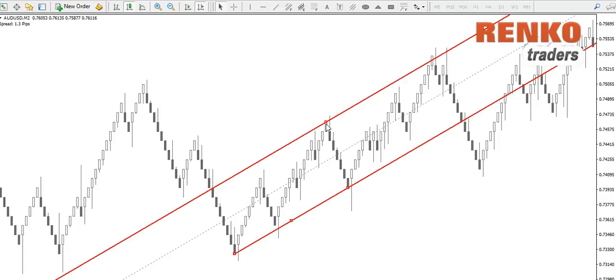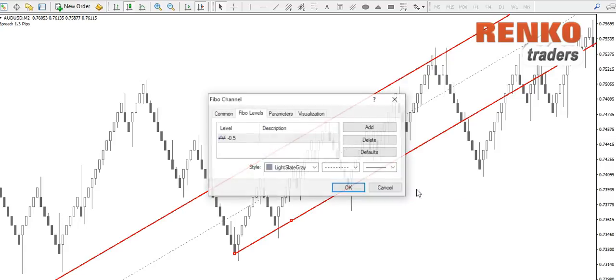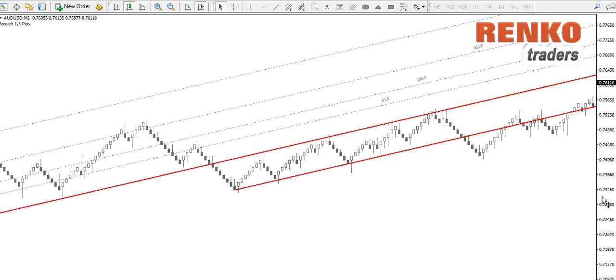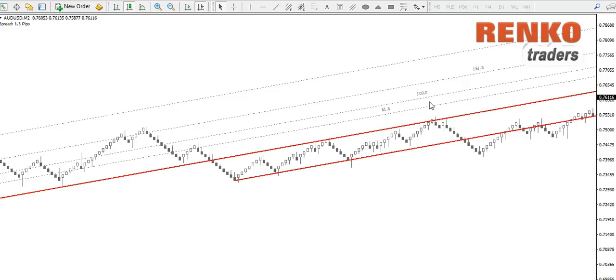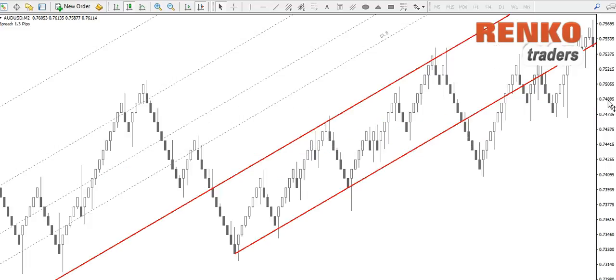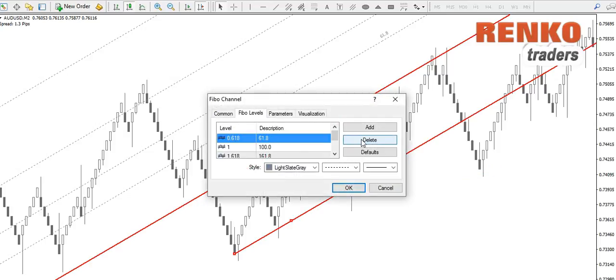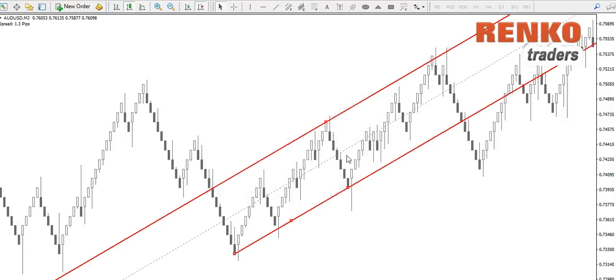Now bear in mind that this is not the default settings for the Fibo price channel. In fact, this is how it looks when you apply the Fibonacci channel for the first time without any configuration. You've got your fib levels on the channel, and we're not really interested in these levels, so all you do is double click on the fib channel and click on properties, delete all the settings and add minus 0.5, and that's how you get this median line.